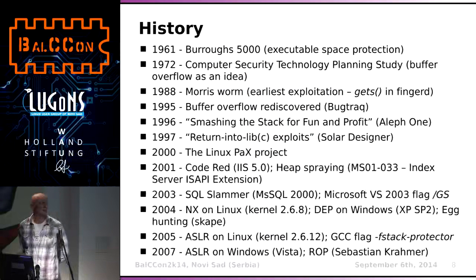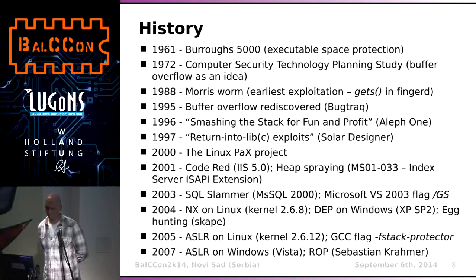History goes like this. So in 1961 there was an excellent protection in those old machines that was called executable space protection, which is now commonly named data execution prevention or no-execute, as you will see in the following slides.